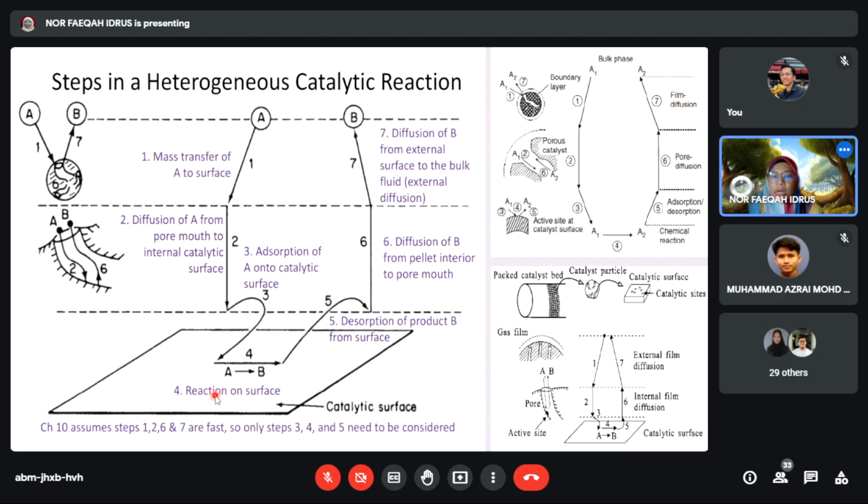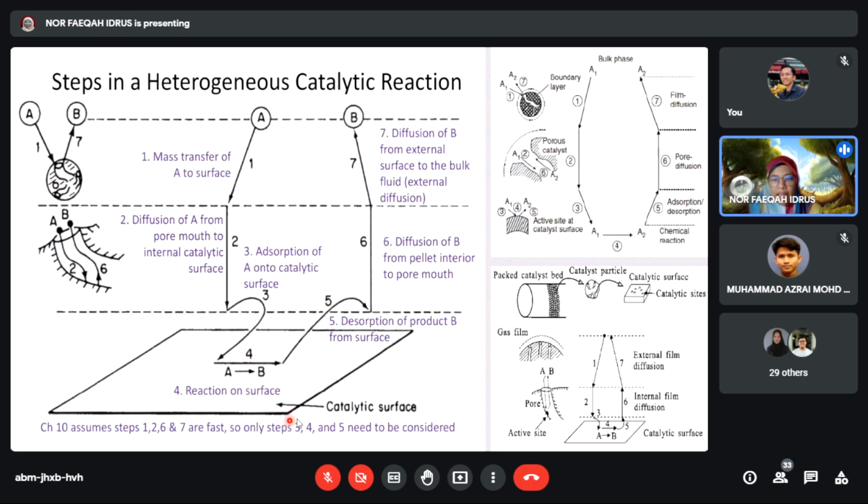So step 4, reaction on the active site of the catalyst. What will happen? Reaction of reactant A to produce product B on the active site of the catalyst. So the reaction only occurs on the active site. If it is a non-active site, no reaction will occur. So that's why the reactant only adsorbs on the active site of the catalyst before the reaction occurs in step 4.